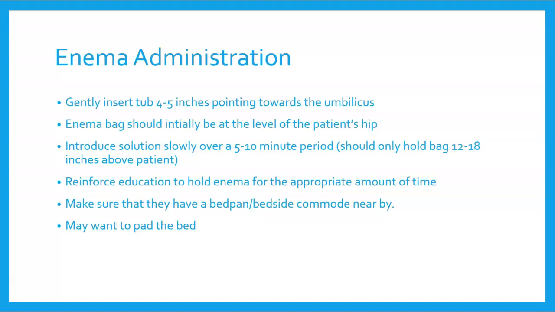Ideally, you introduce the solution slowly over a 5 to 10 minute period. So you should only hold the bag from 12 to 18 inches above the patient. Do not go higher than 18 inches above the patient. Once you've got everything positioned, you can unclamp your tube and slowly raise up that bag as the patient tolerates it. Make sure, as everything's going through, that the patient's not having any kind of severe pain. They will feel a little bit of distension, and that's normal, but they shouldn't have any severe pain with it. If they do, then you need to stop the procedure.